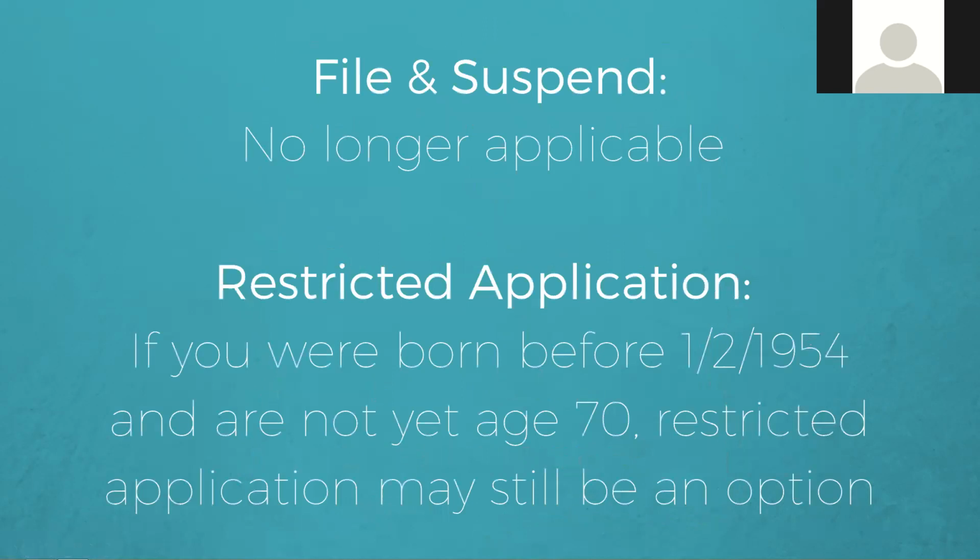You are grandfathered in to be eligible to file a restricted application if you were born before January 2nd, 1954, and are not yet age 70, right? So you are eligible to file what's called a restricted application if you had attained age 62, essentially by January 2nd, 2016. All right? So now, first we know whether or not you're grandfathered in and eligible for it.